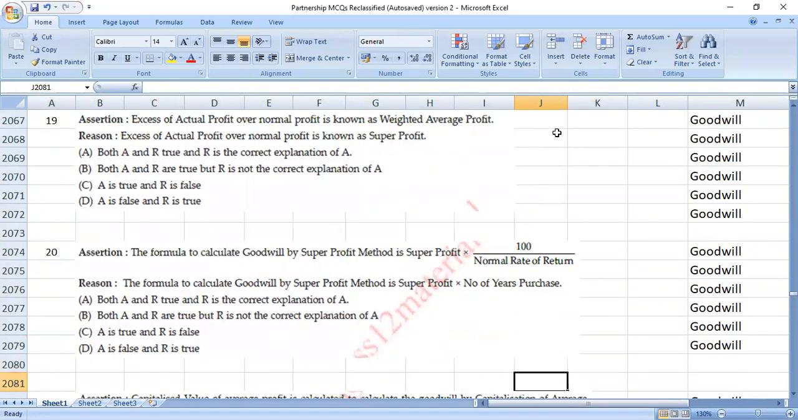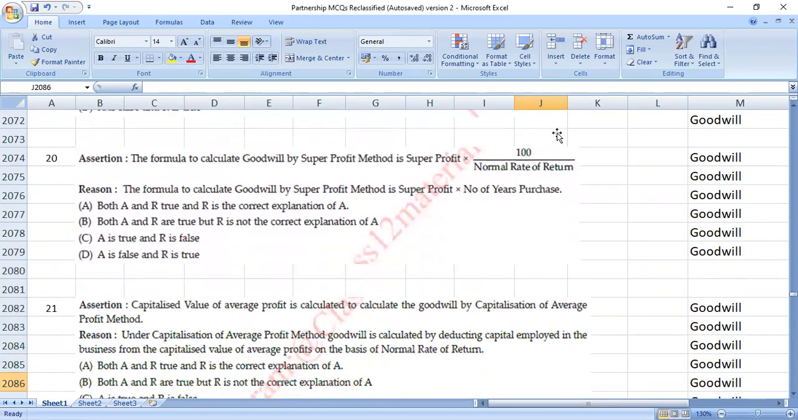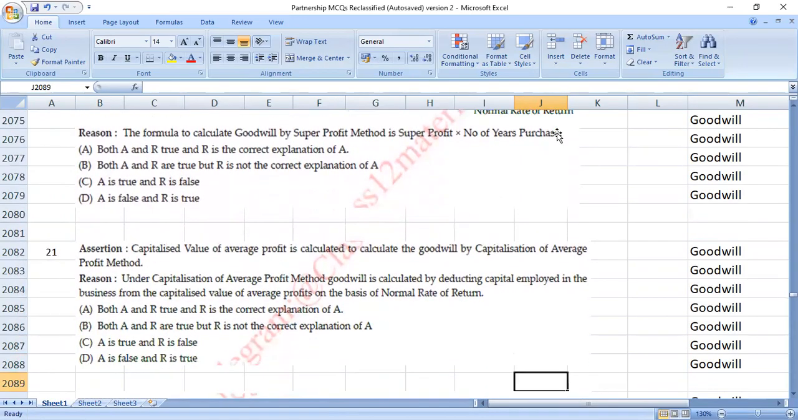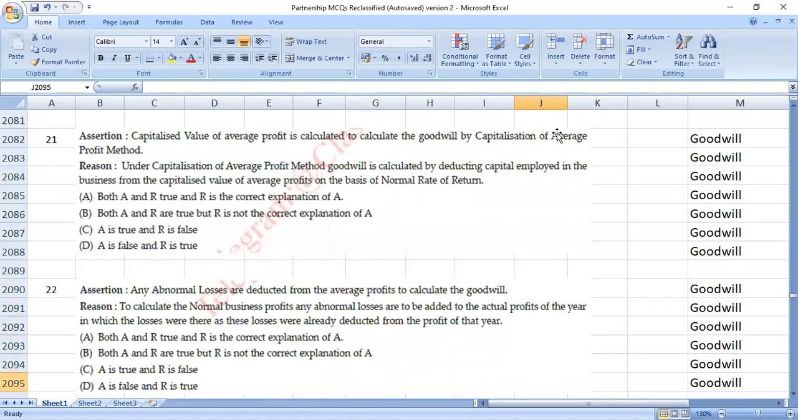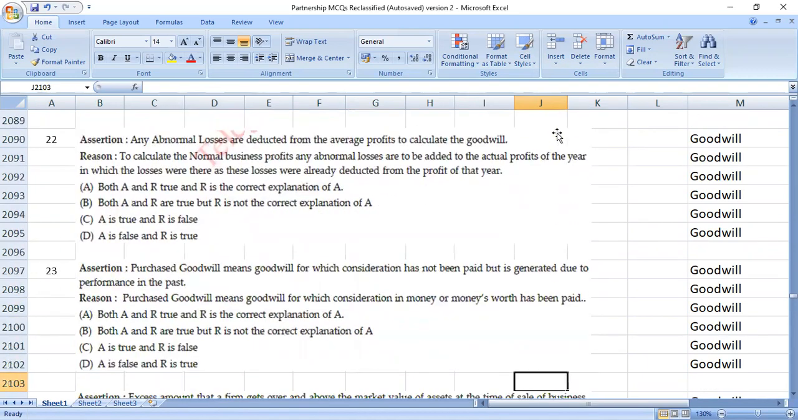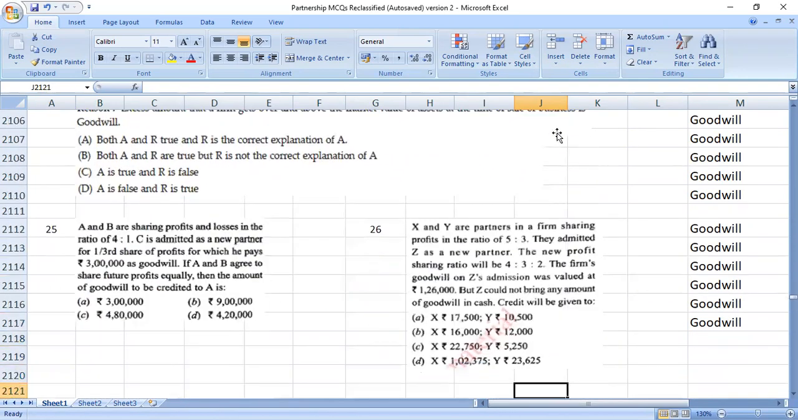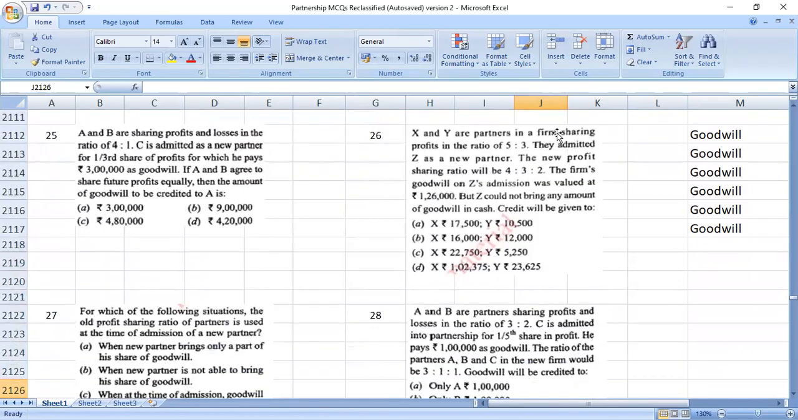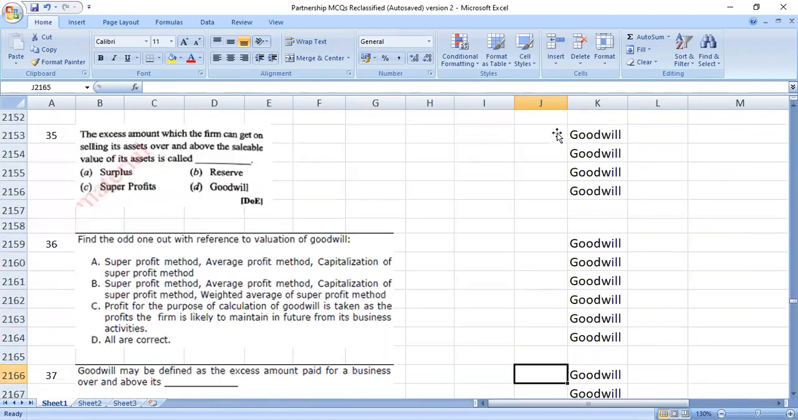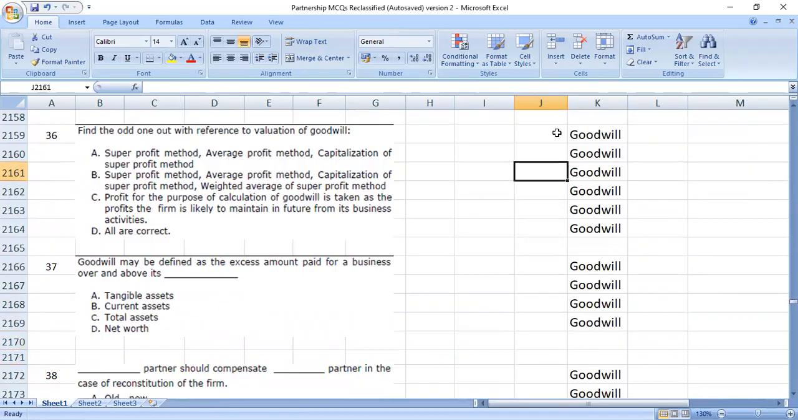Excess of actual profit over normal profit is weighted average profit. That is false. Excess of actual profit over normal is super profit. The reason is true. Assertion is false. Formula to calculate capitalized average. I think I'll do only some questions that require my attention, that I want to show you people.